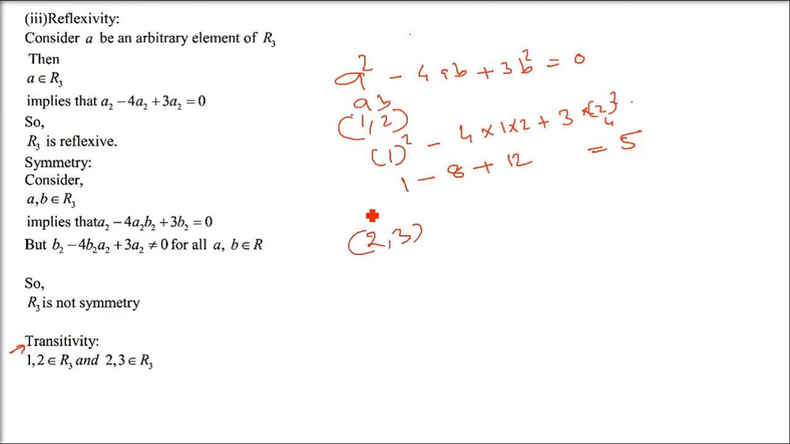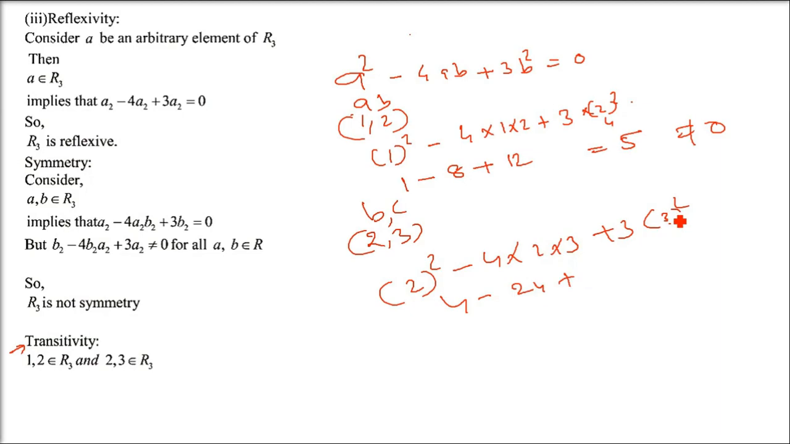Coming to the other one, (2, 3). Now I am taking B as 2 and C as 3. First we didn't get 0, please remember. Now I am putting A as 2 and B as 3. So 2 squared minus 4 into 2 into 3 plus 3 into 3 squared. 4 minus 24 is minus 20, plus 27. You are going to get 7 here. See again, it is 7. It is not equal to 0.